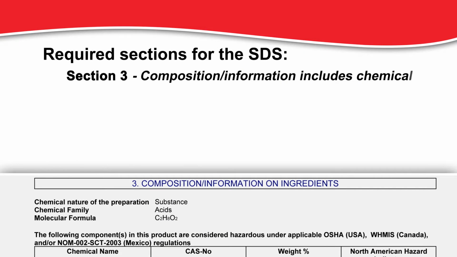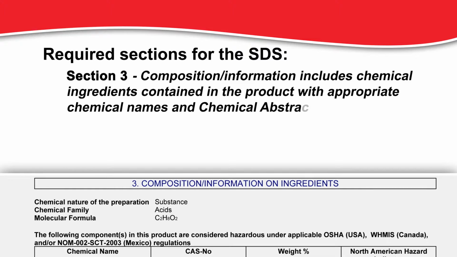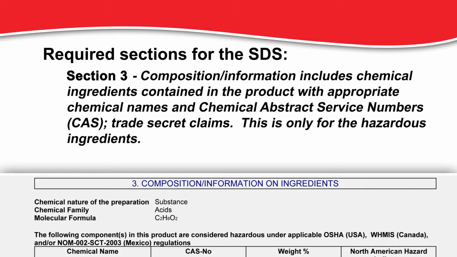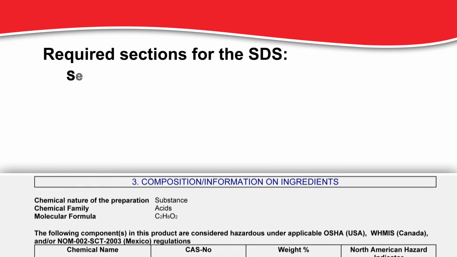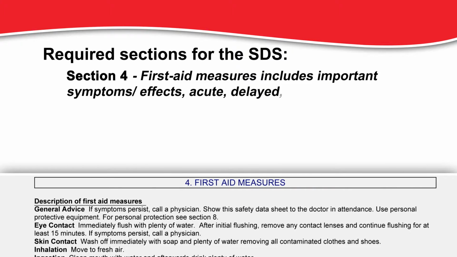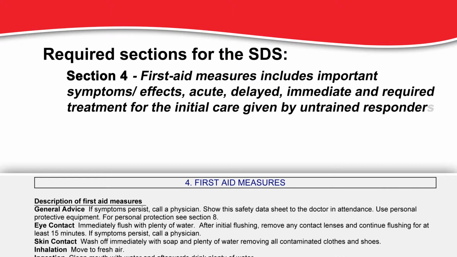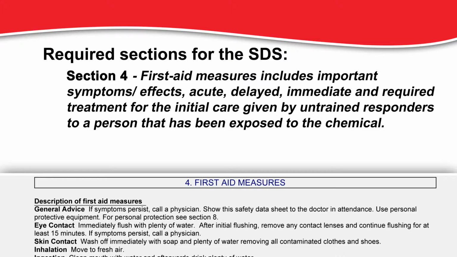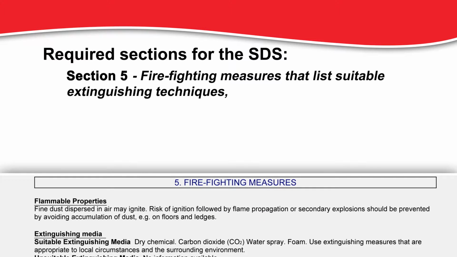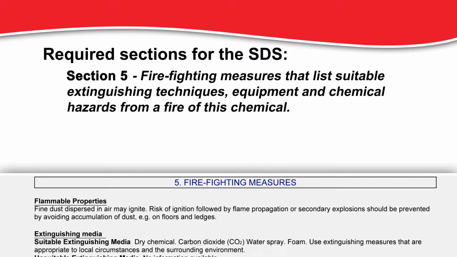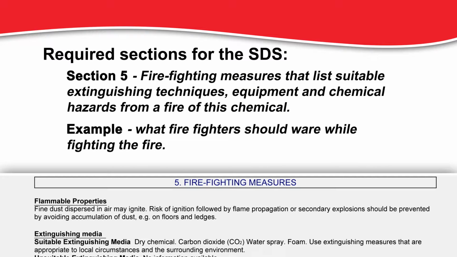Section 3. Composition information includes chemical ingredients contained in the product with appropriate chemical names and chemical abstract service numbers, CAS, trade secret claims. This is only for the hazardous ingredients. Section 4. First aid measures includes important symptoms, effects, acute, delayed, immediate, and required treatment for the initial care given by untrained responders to a person that has been exposed to the chemical. Section 5. Firefighting measures that list suitable extinguishing techniques, equipment, and chemical hazards from a fire of this chemical. Example: what firefighters should wear while fighting the fire.